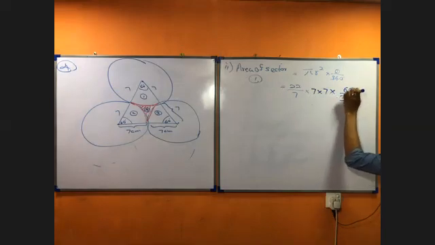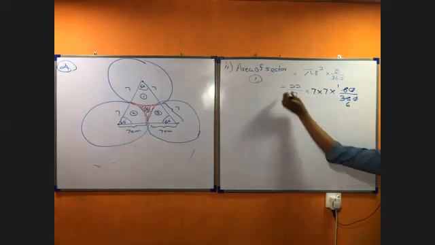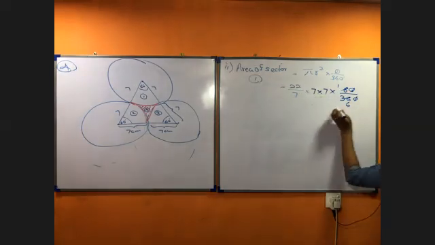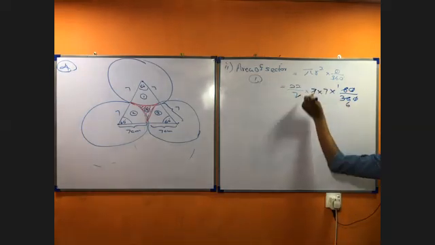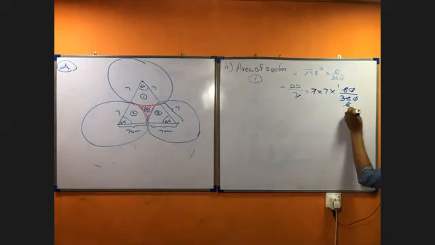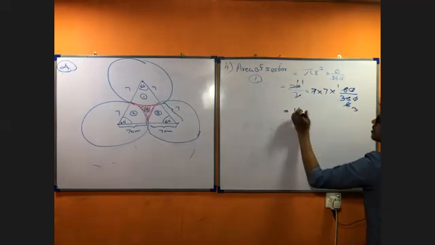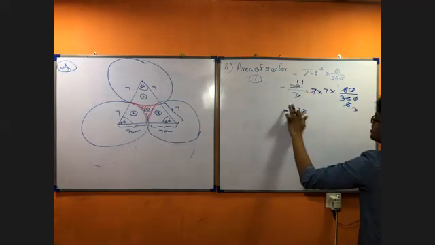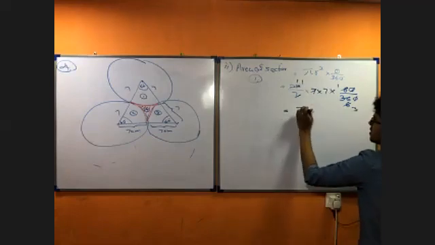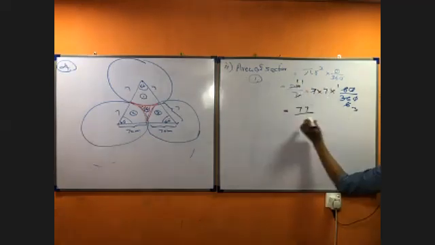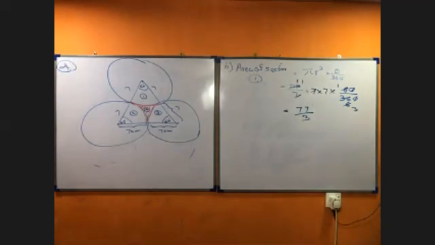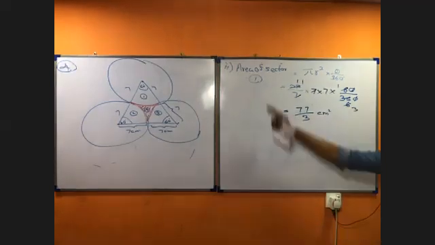So 1 over 6. Then here we have 7, 7. For 6 there is 2 times 3, and 3 times 2, and 11. So we have 11. 11 times 7 is 77. So 77 divided by 3, 77 over 3 square centimeters, right? So that is the area of sector 1.